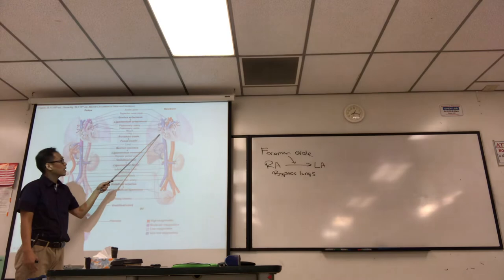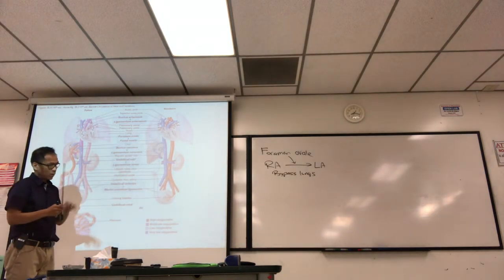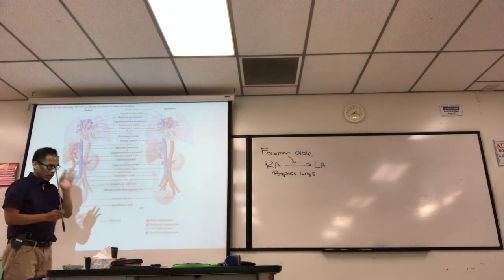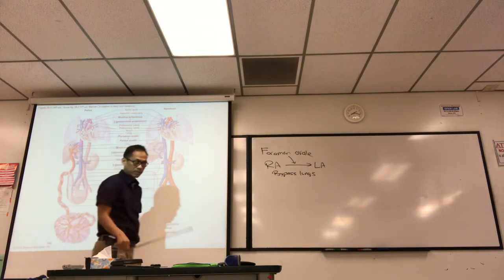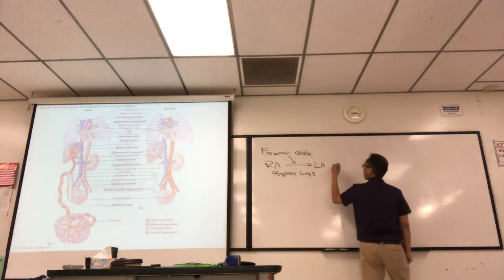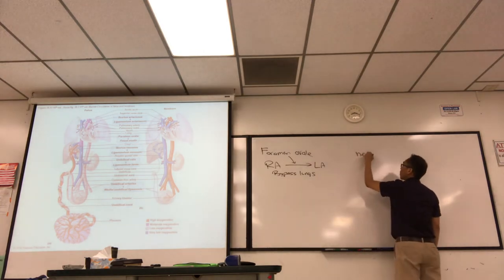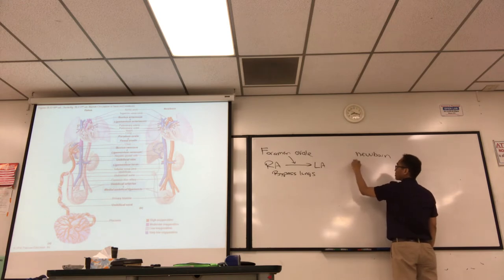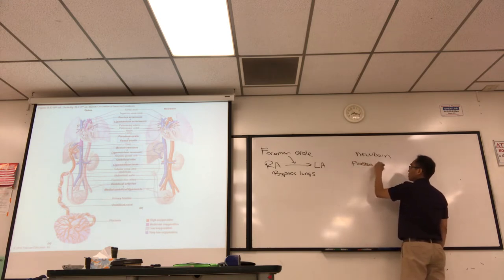more. Okay. And then that flap will close, and we identify it as the fossa ovalis, a little depression in the right atrium. So the newborn foramen ovale becomes the fossa ovalis.